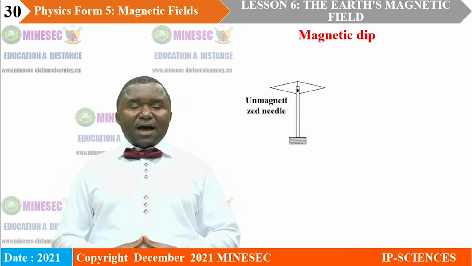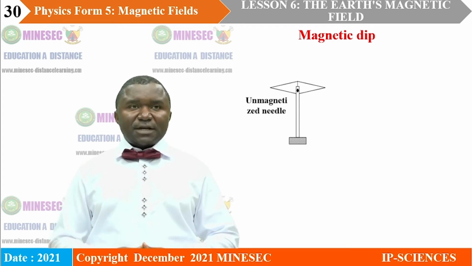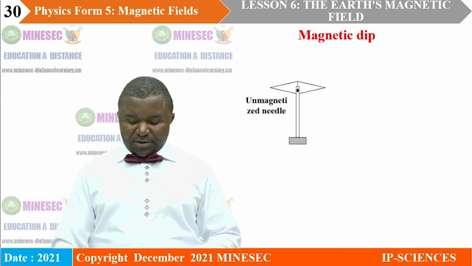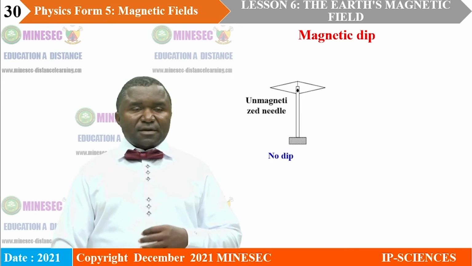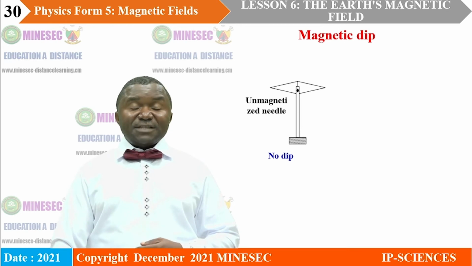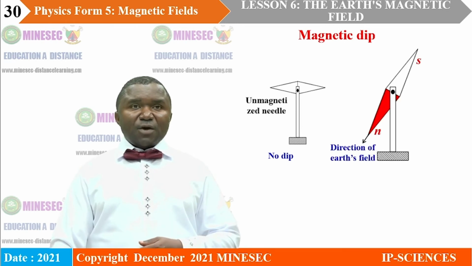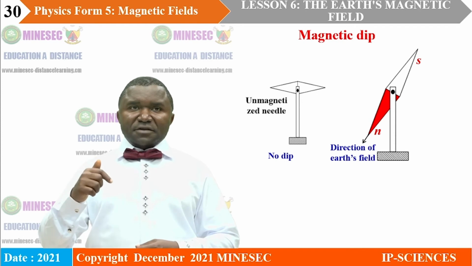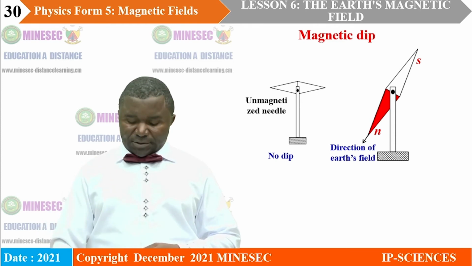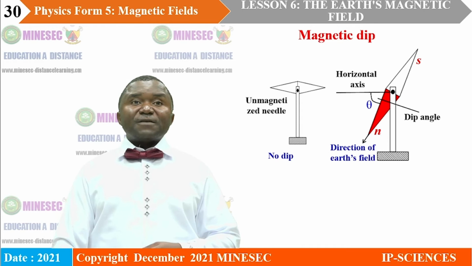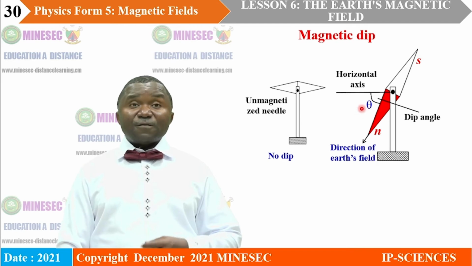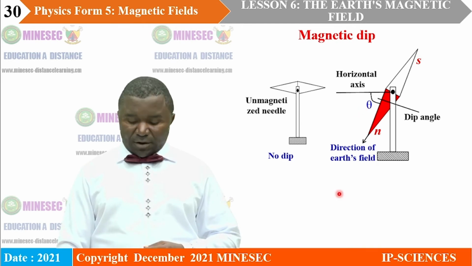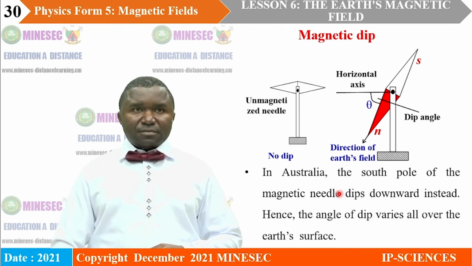If an unmagnetized needle is pivoted, it rests horizontally. There will be no dip, meaning the angle of dip is zero. But when magnetized, that needle dips downwards, making an angle of theta with the horizontal. This angle is known as the angle of dip, or the angle of inclination.